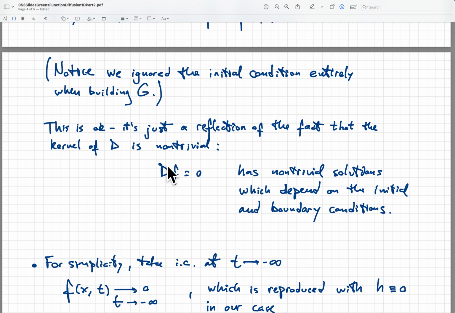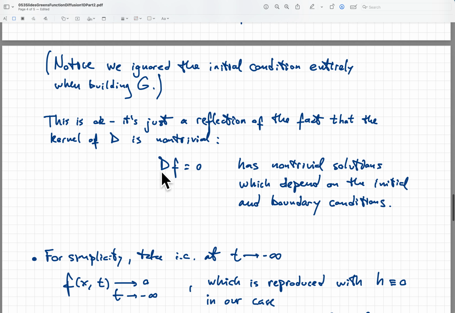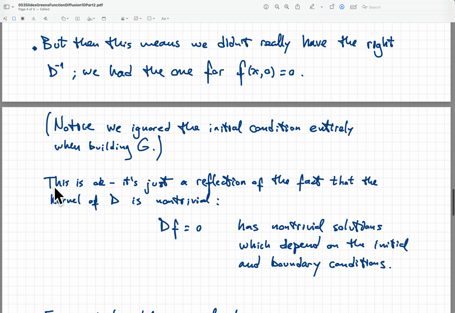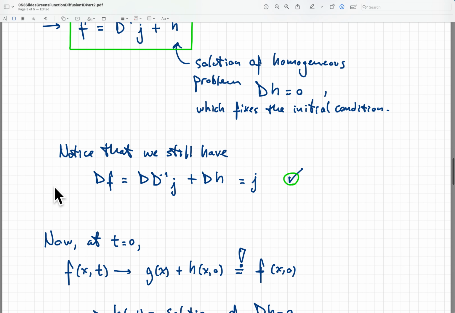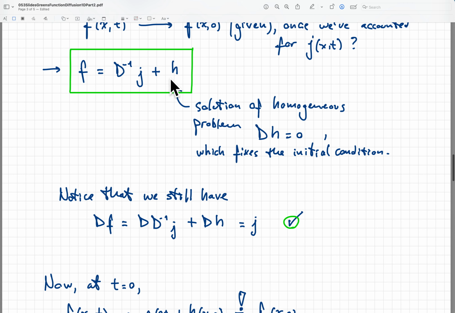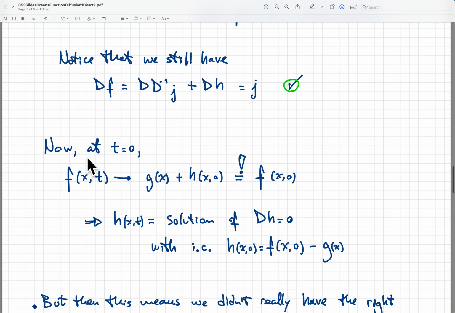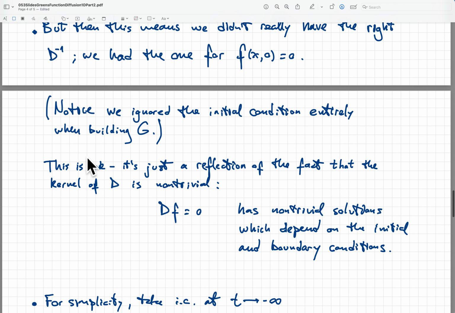So if D were a completely regular operator with no issues, then of course the only solution to Df equal to 0 would be 0, but that is not the case. We saw before that this diffusion equation Df equal to 0 does have all sorts of non-trivial solutions, and so this effect that we're finding here, that we don't obey the right initial conditions, but we're allowed to add this. This new term is perfectly normal, and it's just a reflection of that property that the kernel is non-trivial.